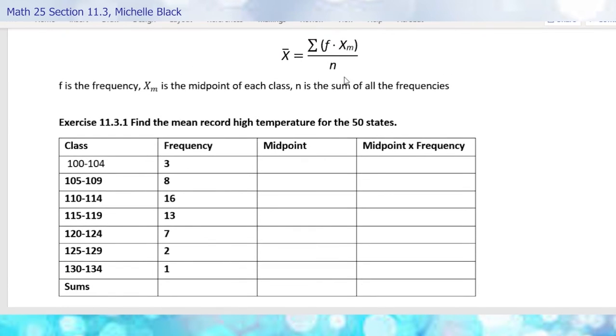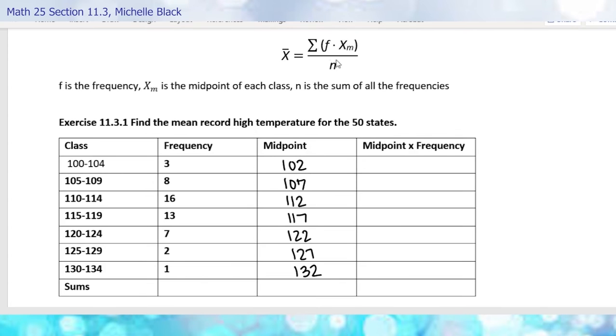Let's try to represent what's happening in this equation with a table. And hopefully you recognize this data. It's the same data we've been looking at for the high temperatures in the 50 states. And in section 2, we already calculated all of these midpoints. So I'm just going to take that information that we did in the last section. All right, and these are the midpoints we calculated in section 2.